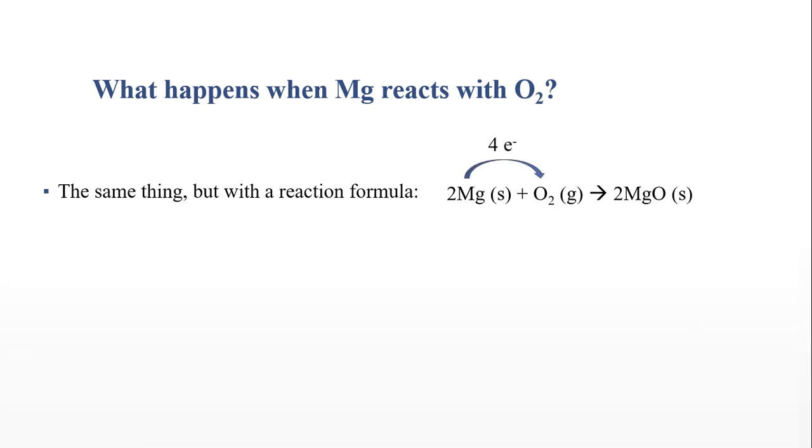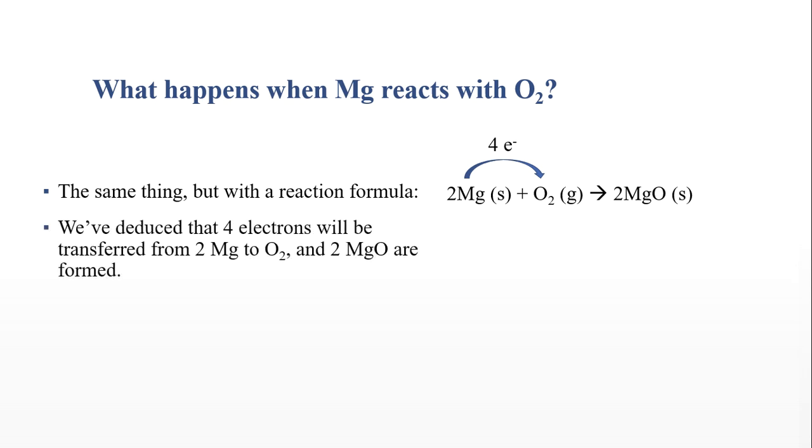4 electrons were transferred from the magnesium to the oxygen molecule, like so. And we can feel free to write an arrow like this to indicate the flow of electrons. That's something that we want you to do eventually in future exercises. So we have deduced that 4 electrons will be transferred, and therefore we will form 2 units of magnesium oxide. Remember, we only write the lowest, smallest ratio we can have here.